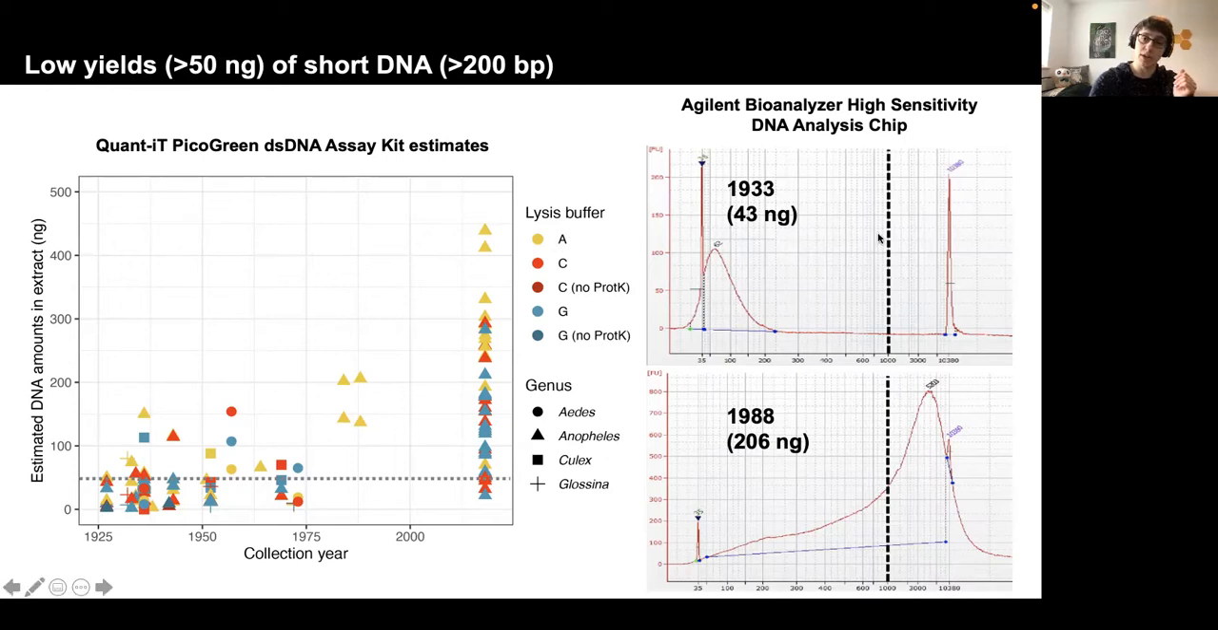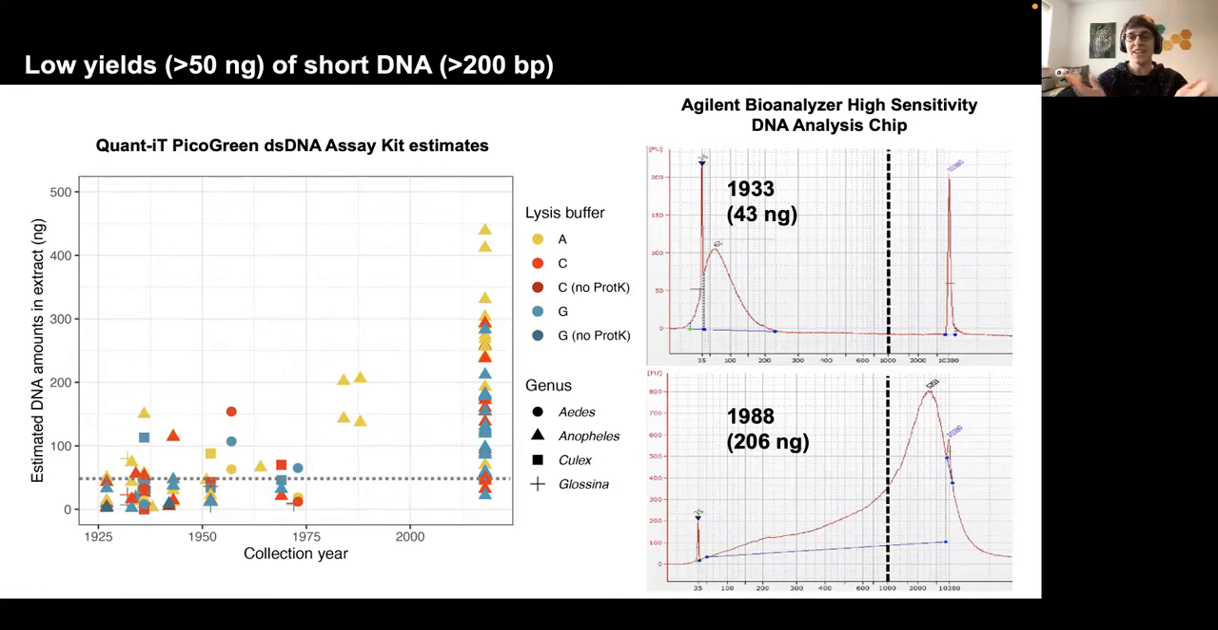And then here on the right, we have high sensitivity bioanalyzer chip figures of two of these samples. One is a 1933 sample that has 43 nanograms total DNA. And you can see that most of the DNA is below 200 base pairs. Meanwhile, we have a 1988 sample here that has 206 nanograms. So it's pretty much the same as a present-day sample. And if we look at its DNA length distribution, it's also pretty much the same as a present-day sample. So we have a DNA length peak of about 5,000 base pairs.